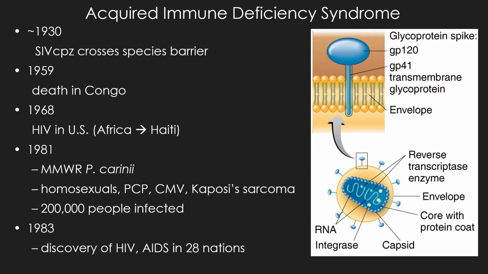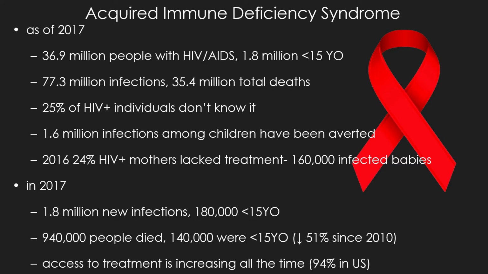And as of 2017, obviously fast forwarding quite a bit there, 36.9 million people have been infected with HIV and AIDS, and about 1.8 million of them are less than 15 years old. That's current. Total, there have been 77.3 million HIV infections, and 35.4 million people have died of AIDS since it crossed the species barrier in 1930.